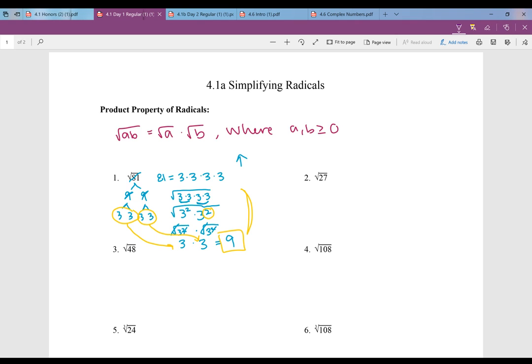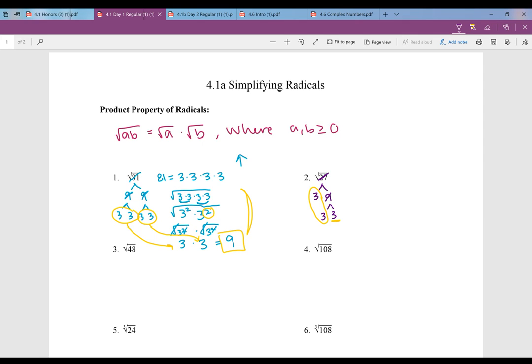Let's look at number 2. We have the square root of 27. So if we break that down, what multiplies to 27? Well, we could do 3 times 9. And 3 won't break down anymore, but 9, we can do 3 times 3. And so now we're done. We have 3 3's. So again, we're going to look for a group of 2 3's. And then we have 1 3 left over.